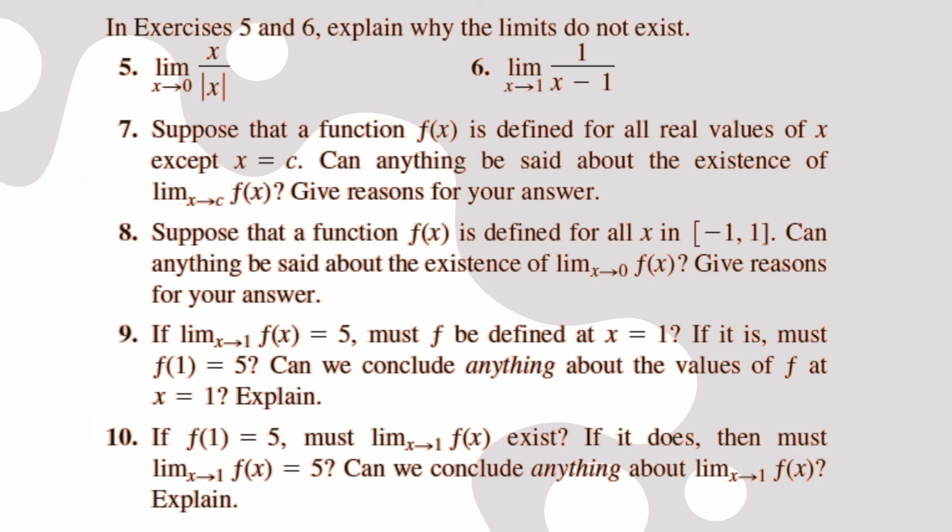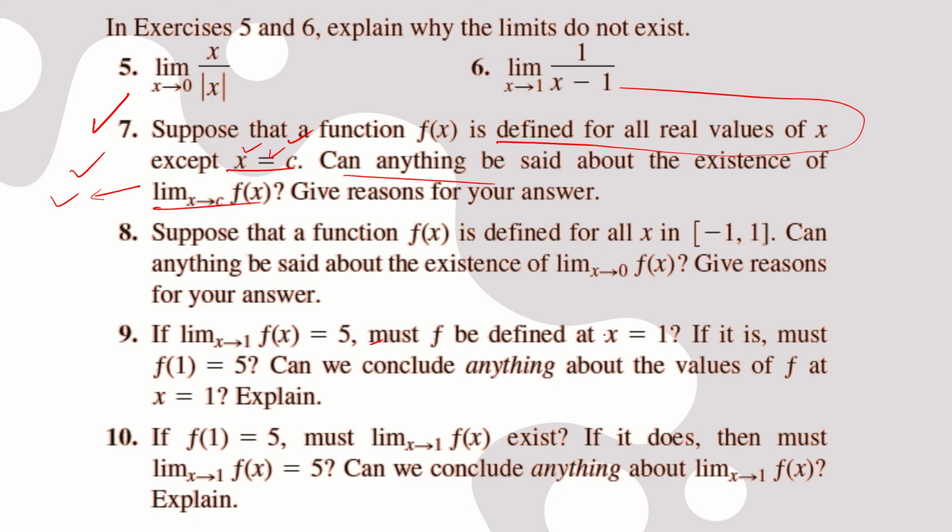From question 7 to 10, we have some relations relating the value of a function at a point and the limit at that point. The first, question number 7, says that f of x is defined for all real values of x except x equal to c. Can anything be said about the existence of the limit? Obviously we cannot say anything, because they have no connection with each other. If a function is not defined at a point, the limit there may or may not exist. So a function being defined or not defined at a point has nothing to do with the limit at that point.